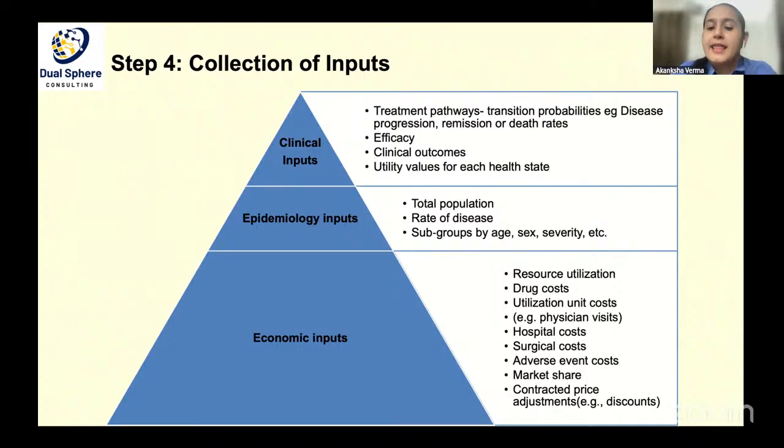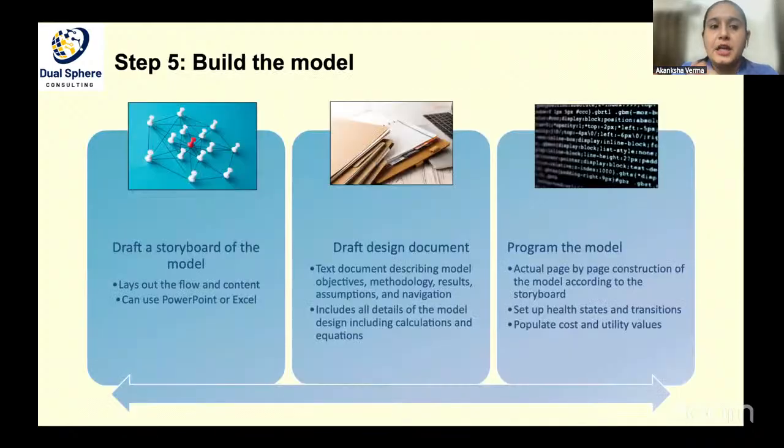Then you have contracted price adjustments if there are discounts available on the drug, based on certain perspectives, so that also needs to be included in data collection.